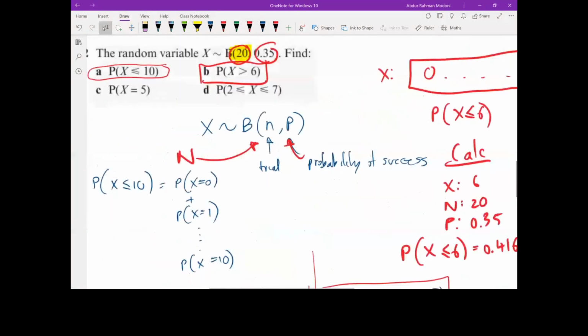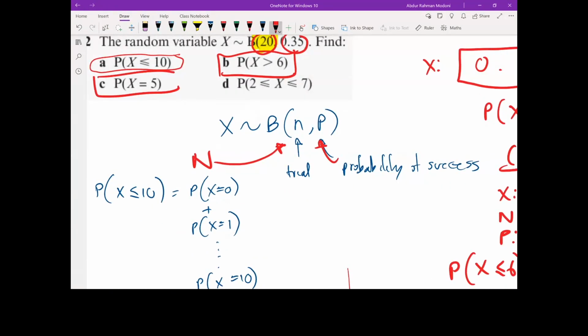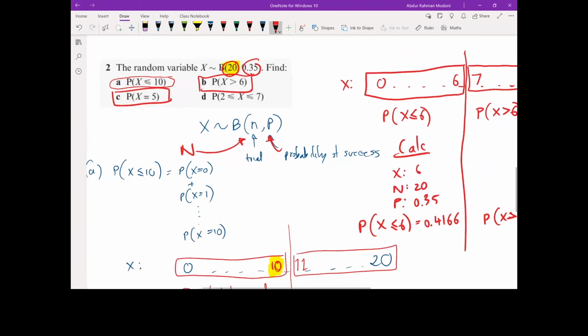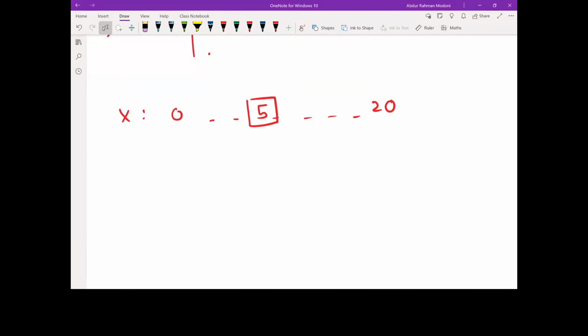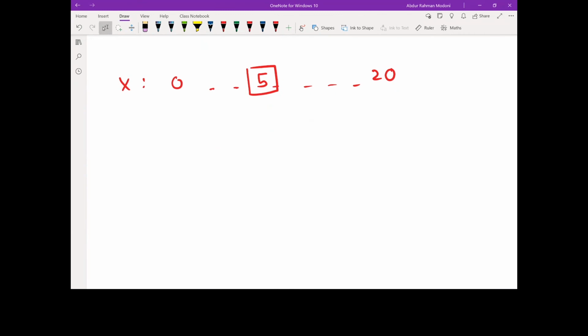I'm going to look at one more here. The probability of X equaling 5, we're going to take a look at that. Again, I start off with my number line, 0 all the way up to 20 trials, and we're only looking at 5. So we're only looking at this particular value. We're not looking at the left-hand side or right-hand side, just one value here. So this is where you could use one of two things. You can use your calculation, which is nCr, the probability of success to the power of r, times 1 minus p, which is the probability of failure, to the power of n minus r. Or you can use your binomial PD function on the calculator.